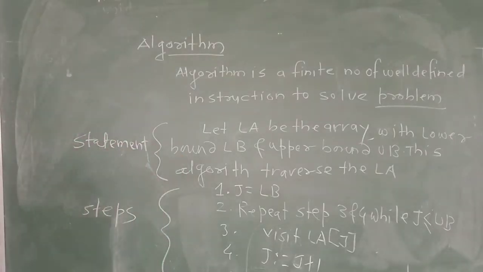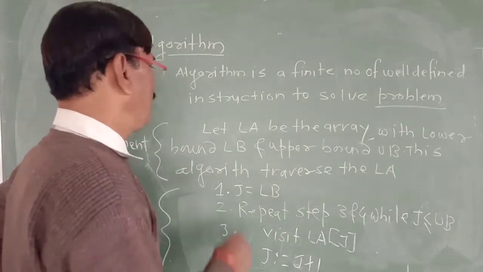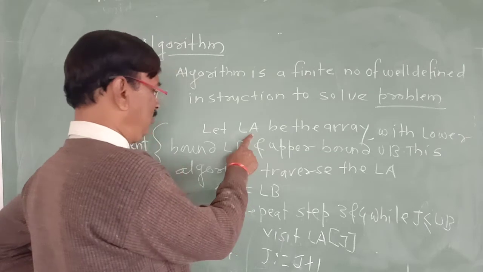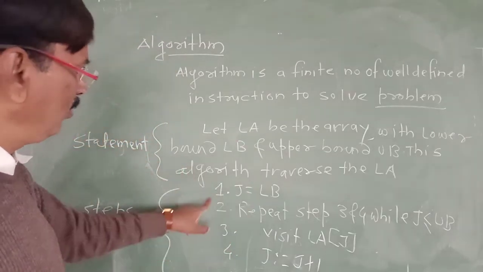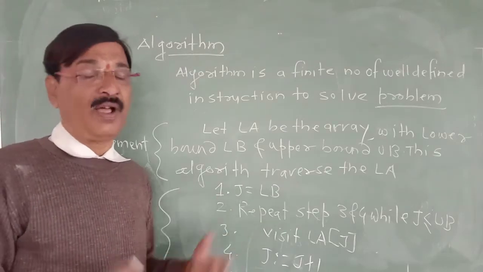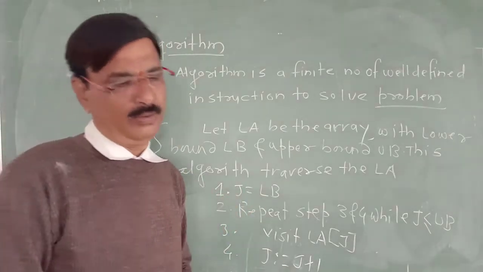So every algorithm will consist of two parts. The first part will give the purpose of the algorithm and the identifiers, and the second part is the steps, numbered steps, a well-defined finite number of instructions. So this is the algorithm.